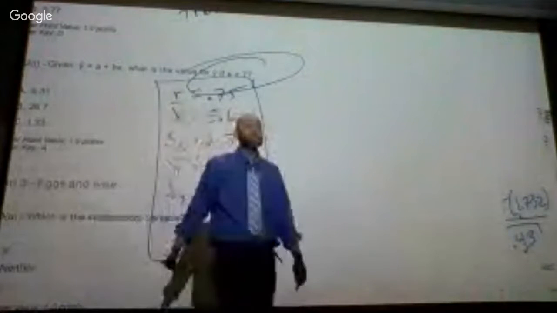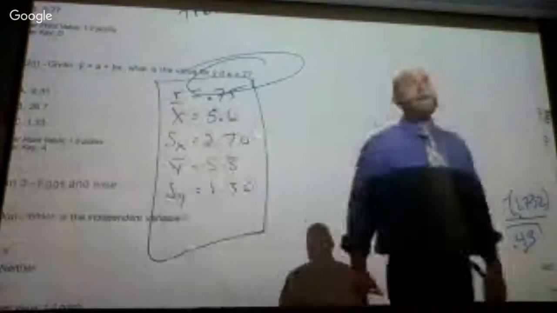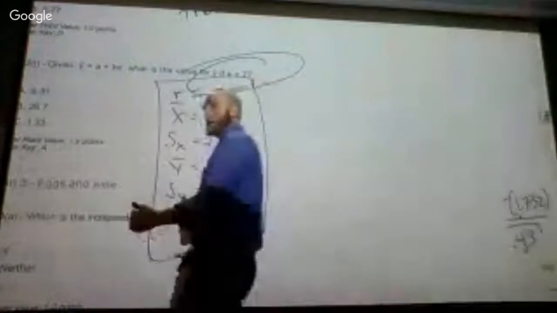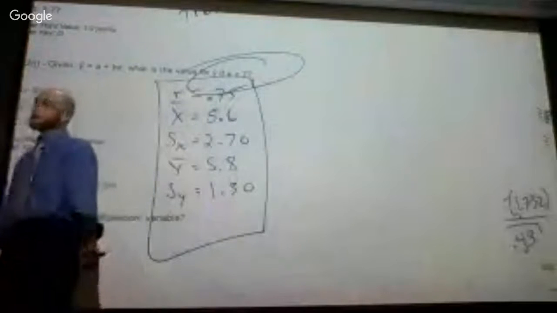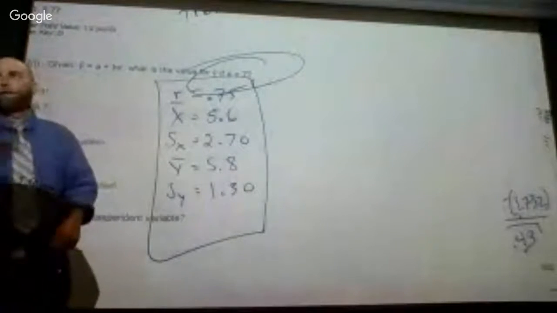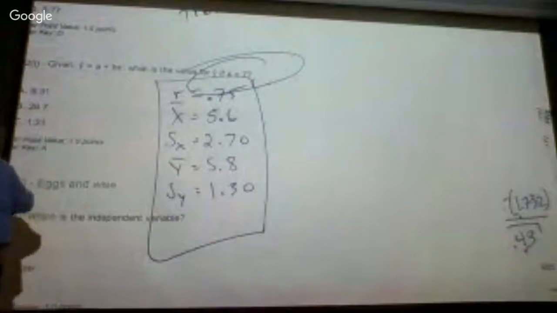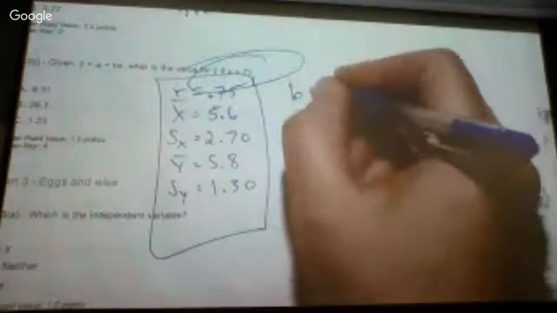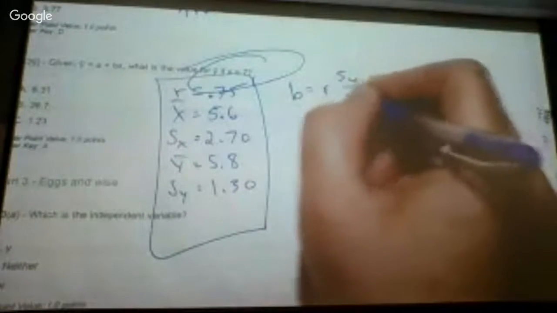Step 1 is solve for B. Step 2 is solve for A. Step 3, input X, solve for Y hat. You're going to be held responsible for the formula for B. What's the formula for B? John? R times S of Y over S of X. Right on.